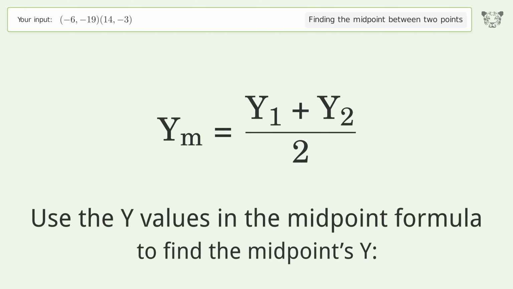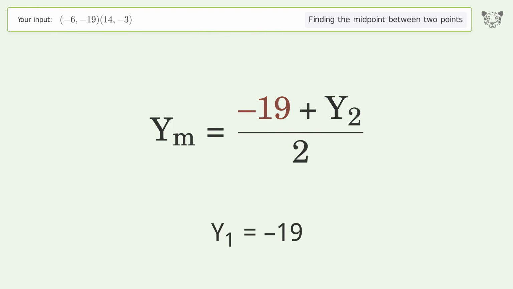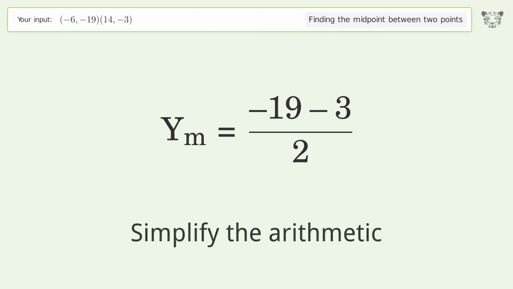Use the y values in the midpoint formula to find the midpoint's y. y1 equals -19. y2 equals -3. Simplify the arithmetic.